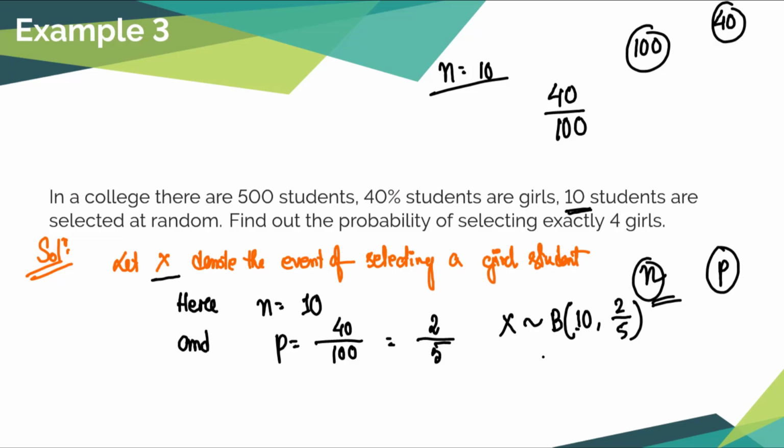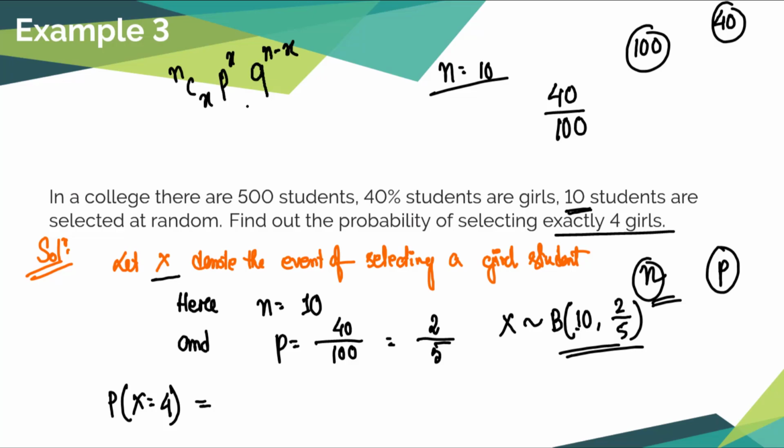This is the distribution, and from this distribution we are interested in getting exactly 4 successes. That means probability of X equal to 4. So to get this, we will use the formula. The formula is nCx p to the power x q to the power n minus x. So here n is 10. So 10 C, what is x? X is equal to 4.